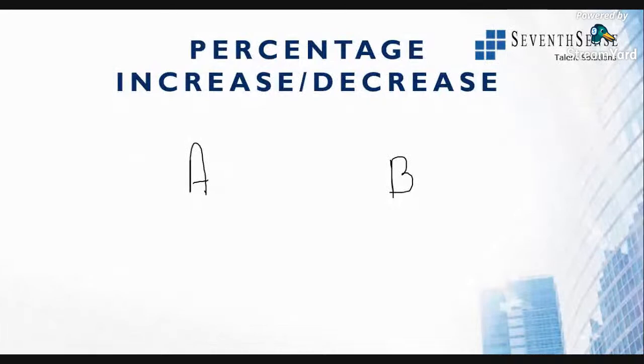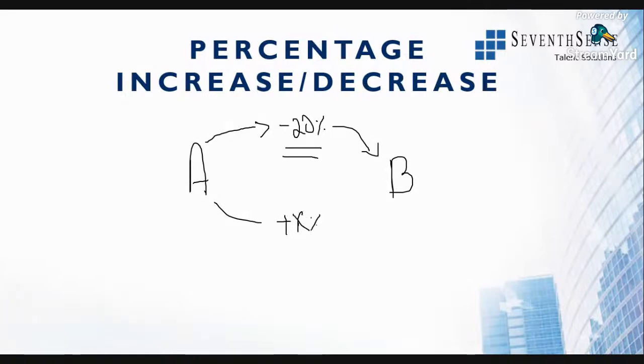If B is having 20% lesser than A, that is a decrease value, what value will A have with respect to B? That is, what percentage is A more than B? This is the question. Same concept.